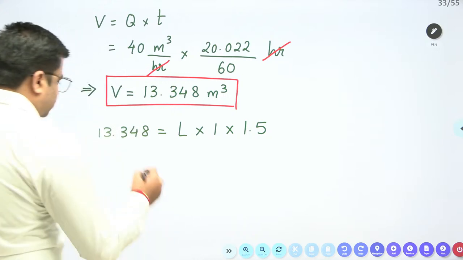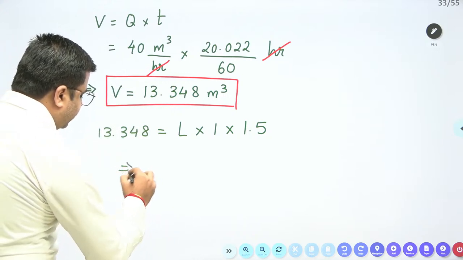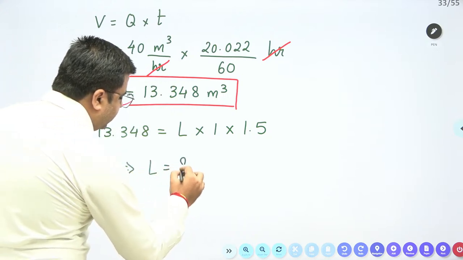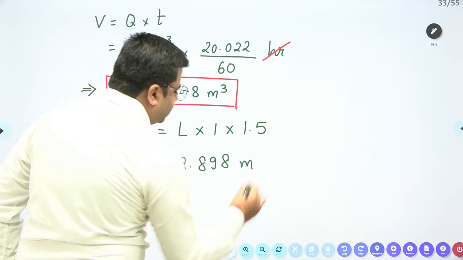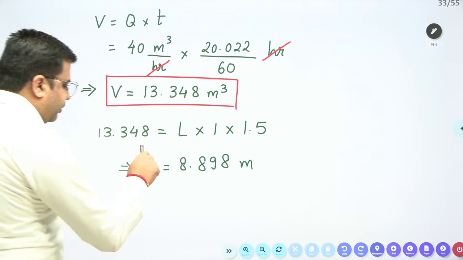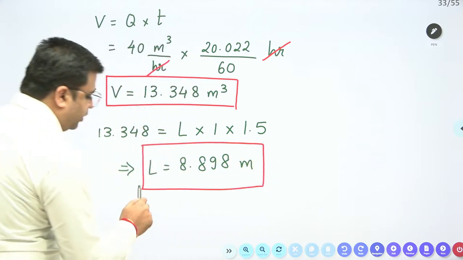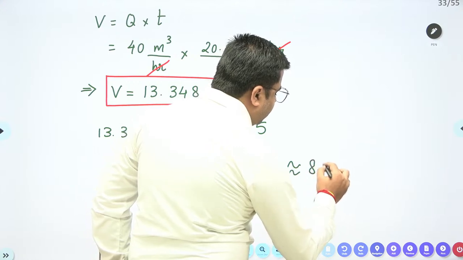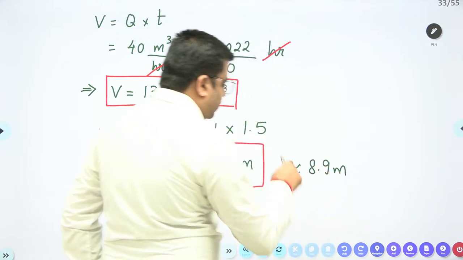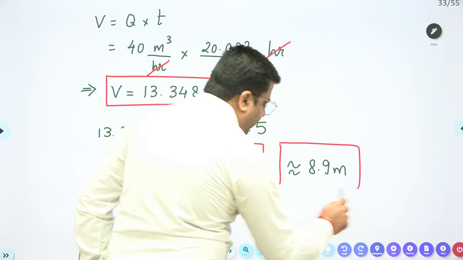So this L you will get is 8.898 meters, something like this. It can be rounded off to 8.9 meters. No problem.